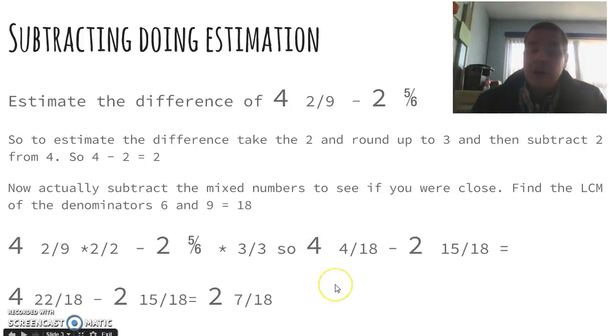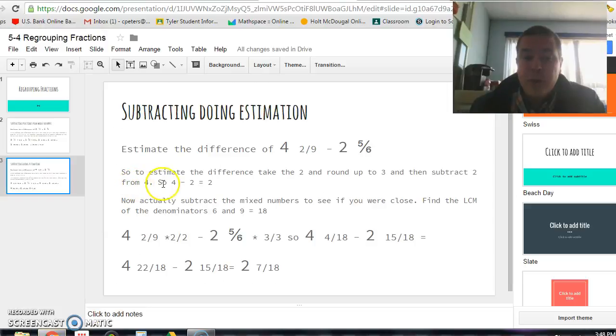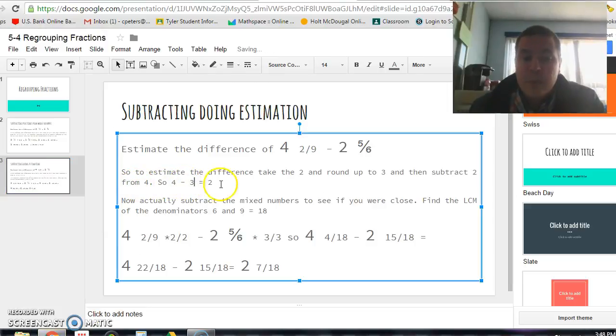Looking at the second problem, we're going to do it exactly the same way that we did on the previous slide. Let's first estimate where our answer should be. All right, so you're going to leave the 4 as it is. You're going to increase the 2 to a 3.